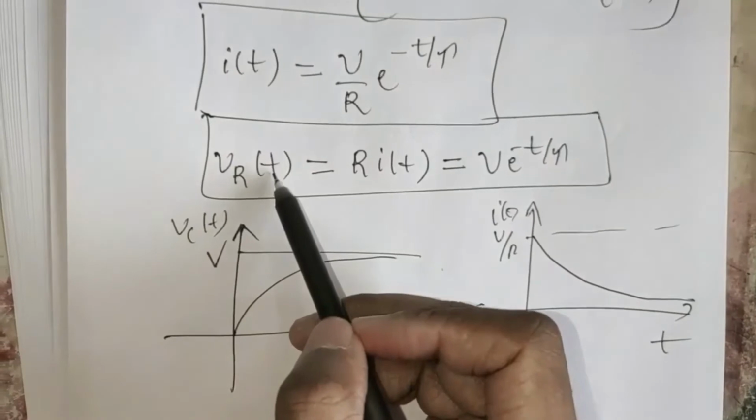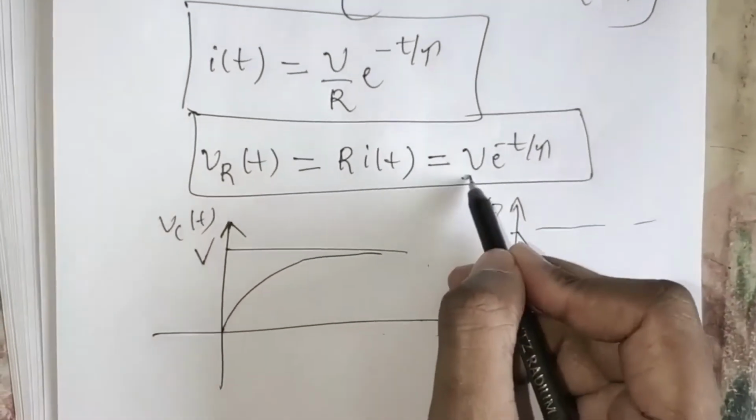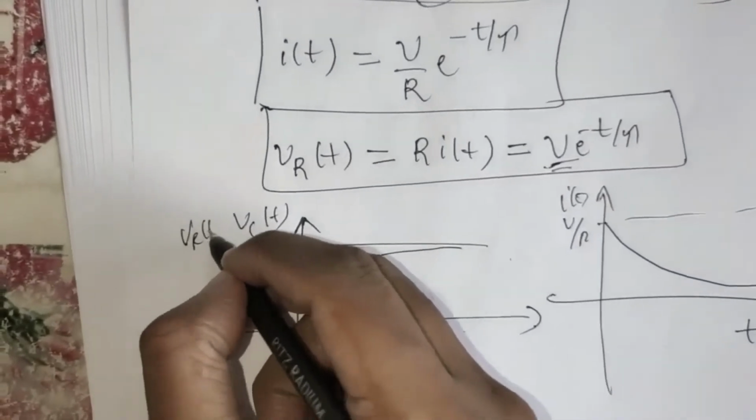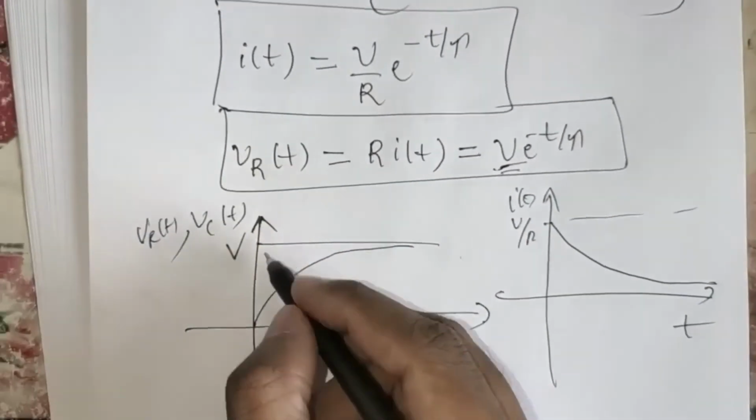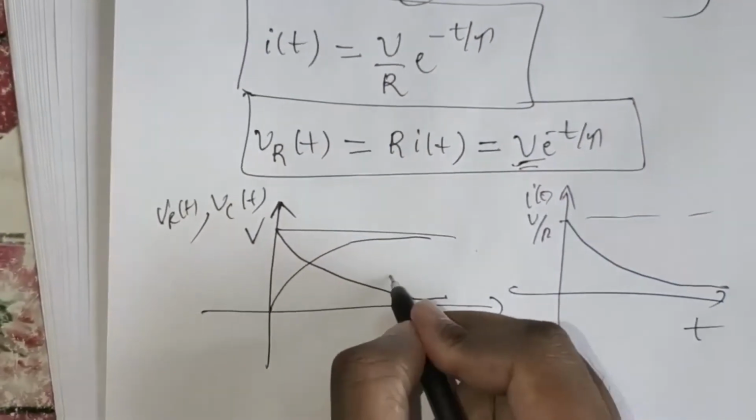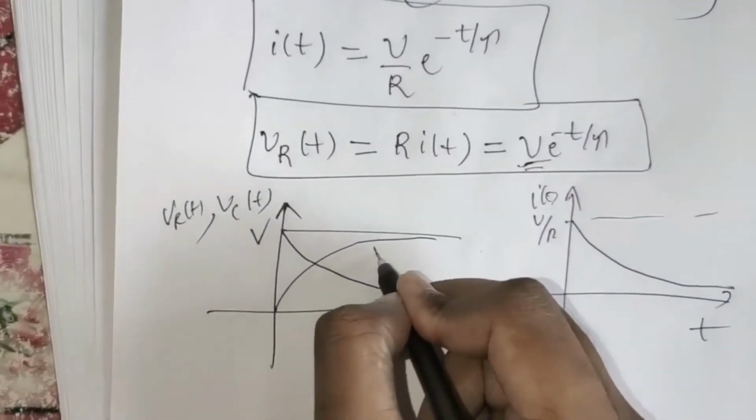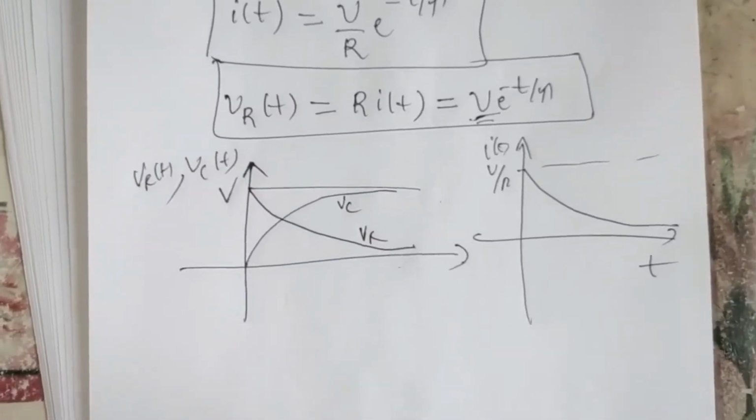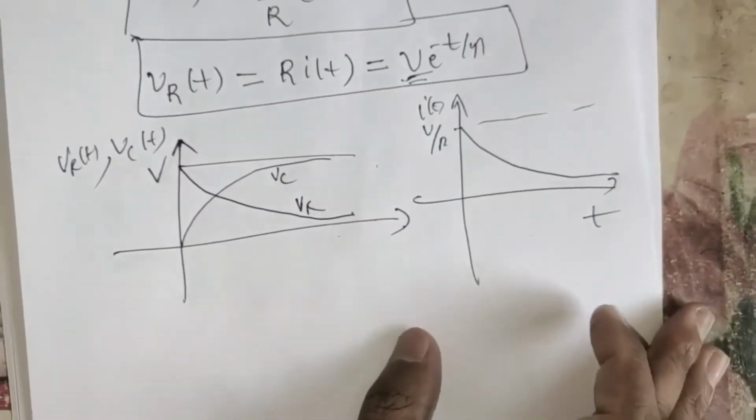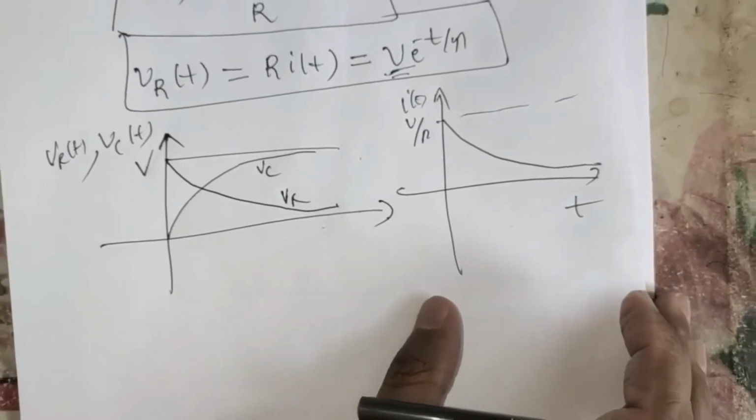And the expression for Vr of t, the steady state value is V. If we also consider this graph, it is exponentially decreasing from V. So this is the expression for Vr, and this is the expression for Vc. Now let us derive the expression for source driven RC using the Laplace transform method.